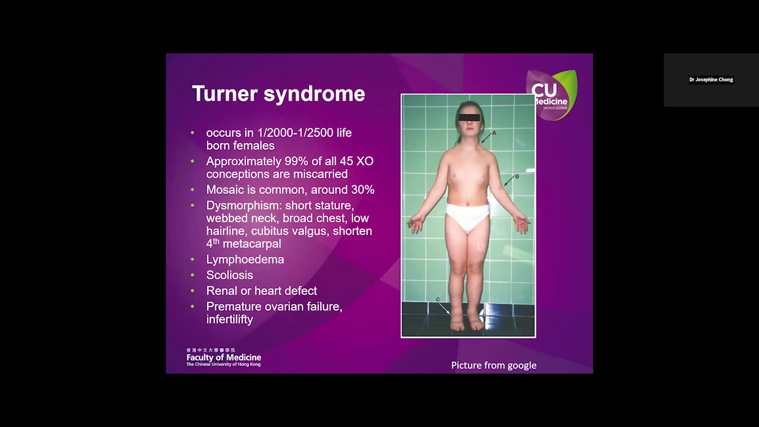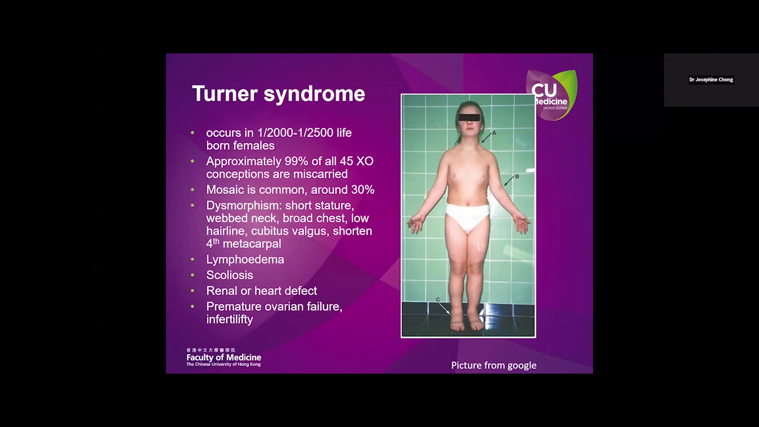Besides short stature, they may have a web neck. Web neck is sometimes very difficult to identify if it is not that obvious. Broad chest, low hairline, cubitus valgus, and also shortened fourth metacarpal.